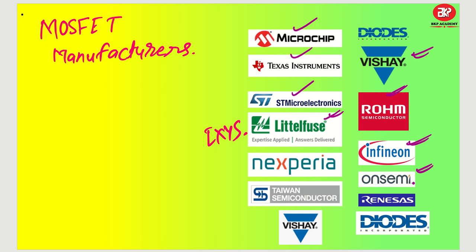I have listed Vishay here twice, so I can delete one. So Vishay is here, Diodes is here. We have Renesas, Taiwan Semiconductor, and Nexperia. There are various components from Nexperia which can be used for automotive applications as well as normal industrial and appliance applications. Coming back to the other parameters.